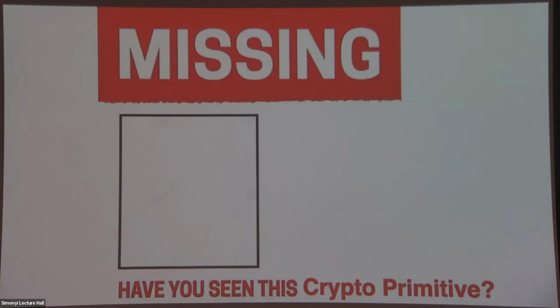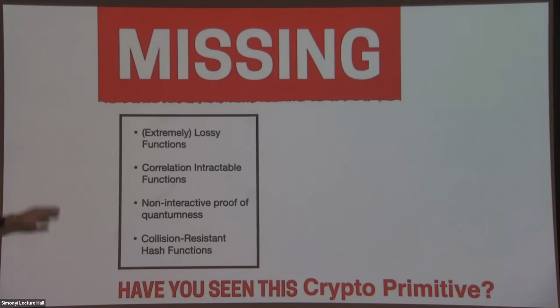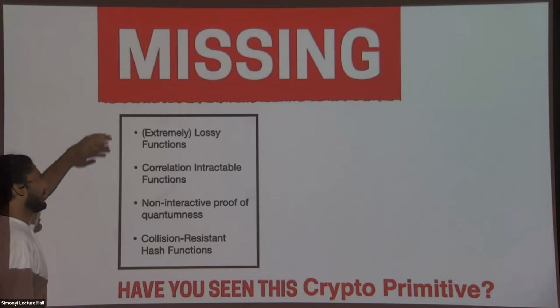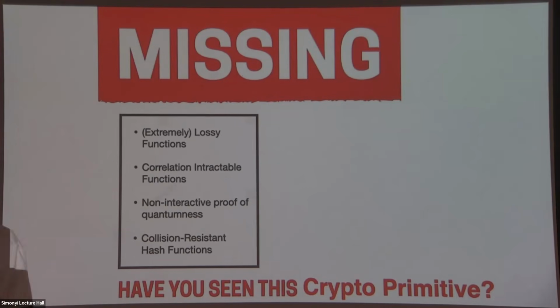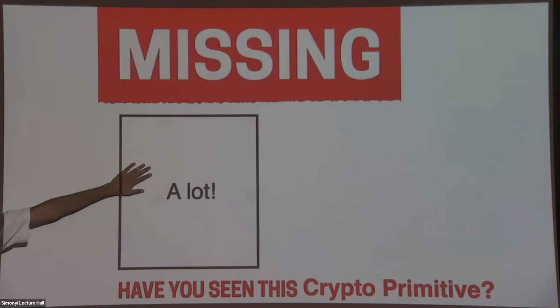But mostly what I want to tell you is that there's a whole bunch of things missing. If you know what these are, then great: lossy functions, correlation intractability, and even simple things like collision resistant hash functions. They don't have a good theory in IO. We don't know how to build them from IO in nice ways. There's a lot missing from this theory.